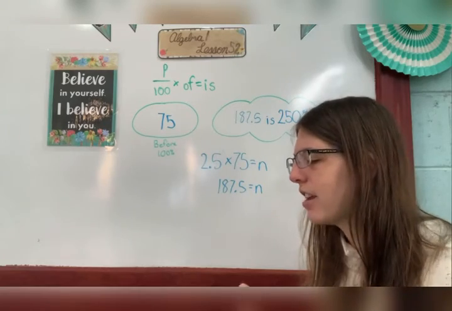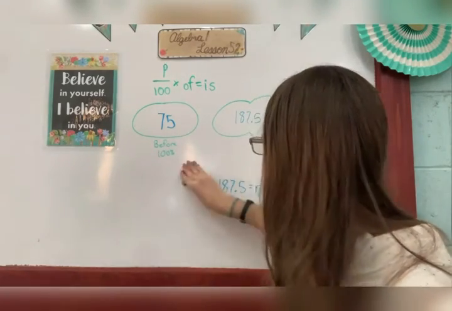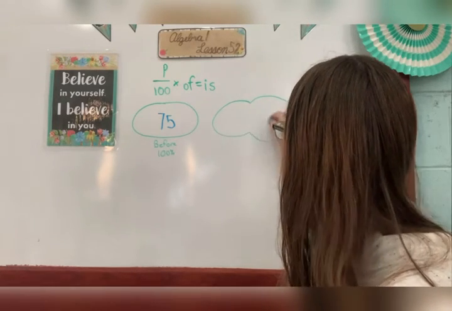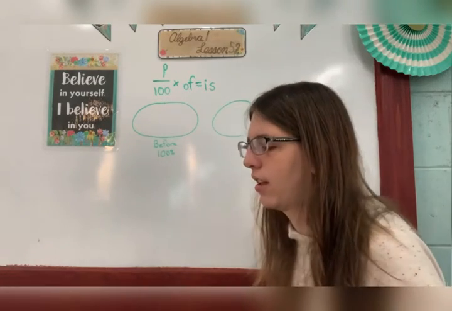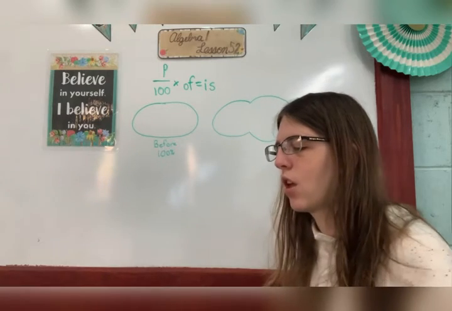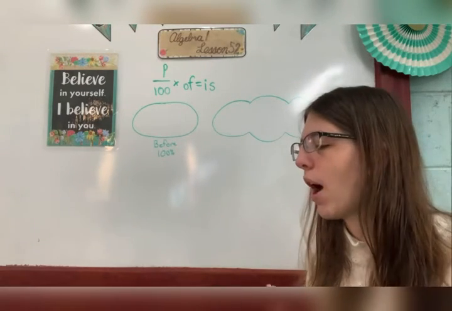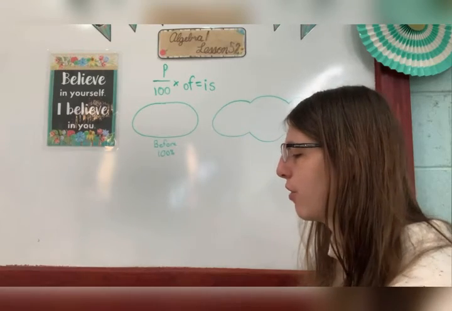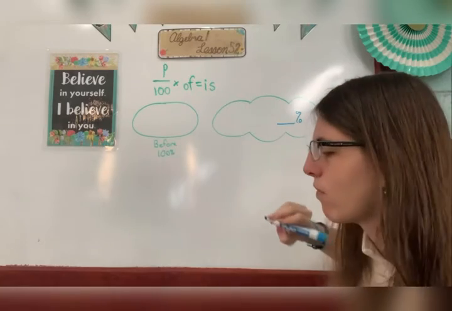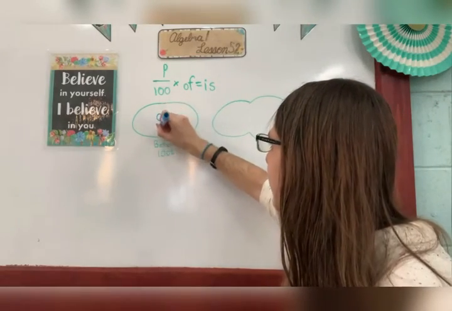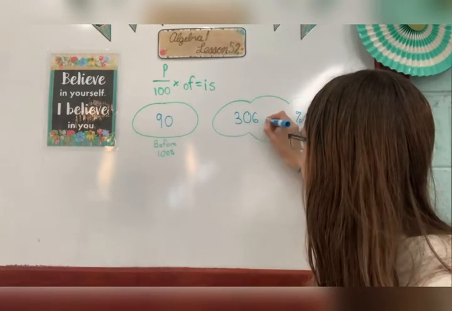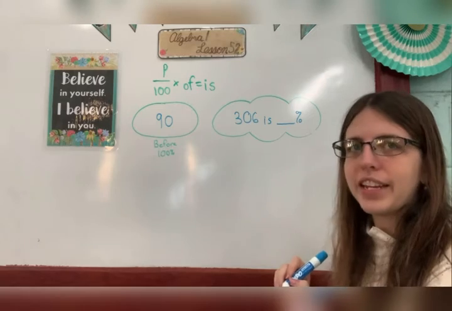All right, let's try another problem. Another example. I think this is the last one before your practice. What percent of 90 is 306? Okay, so let's fill in what we know. What percent of 90 is 306? So I know that I'm looking for the percent. And I know that my original number is 90. So it's 306 is what percent of 90?